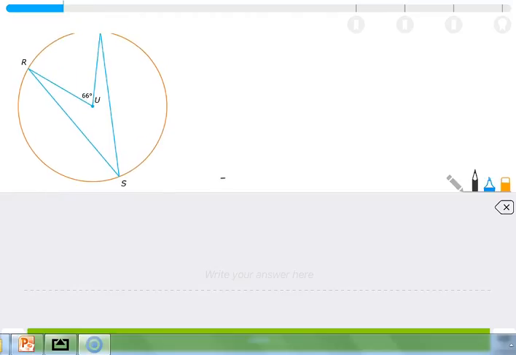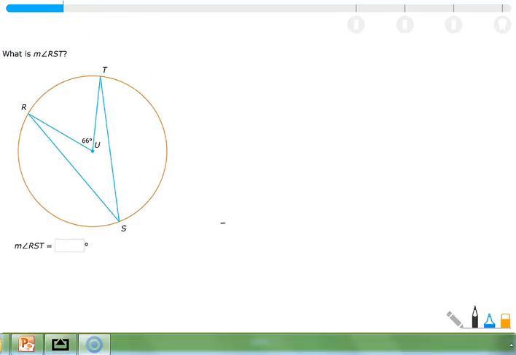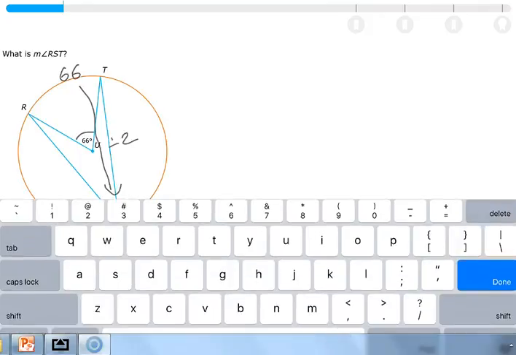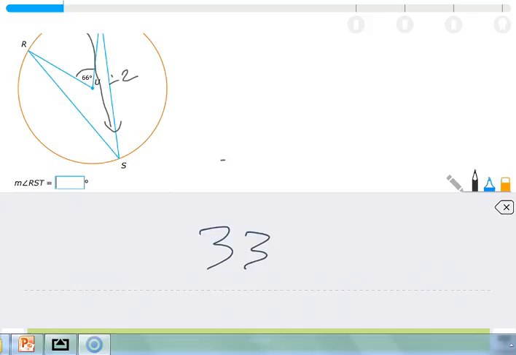Okay, so this one, very similar, RST. This one's 66, which means 66 up here. To get the inscribed angle, we divide that by 2. We get 33 degrees.